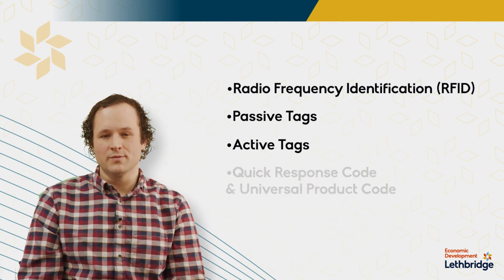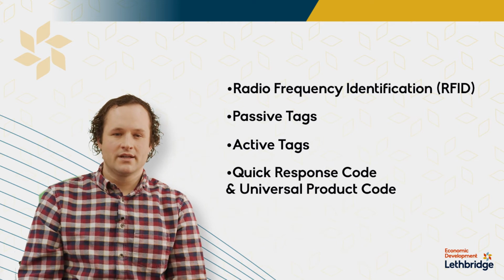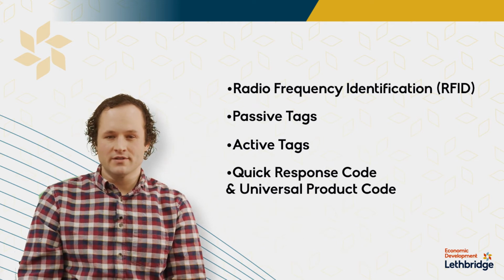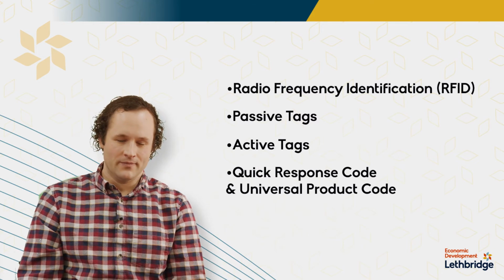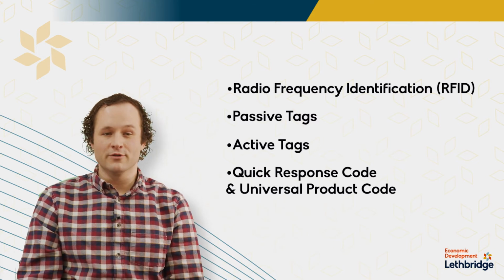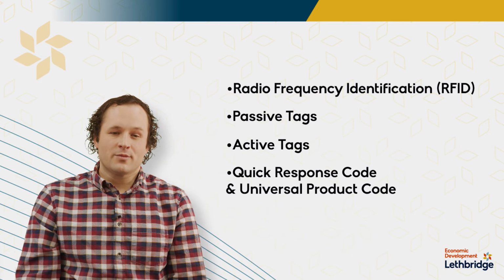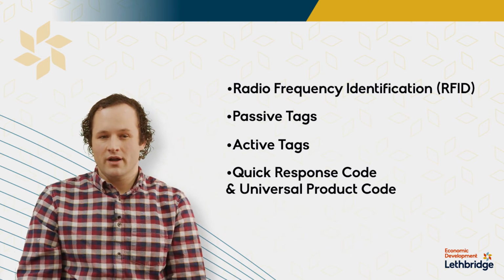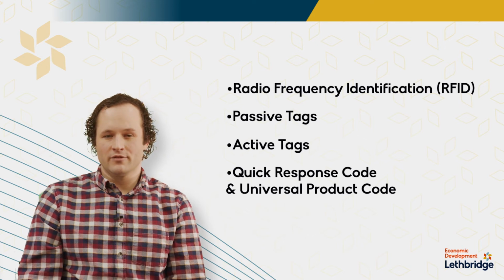Quick response codes, more commonly referred to as QR codes, can store information both vertically and horizontally, and can store more information than traditional universal product codes. But what are UPC, or universal product codes? Universal product codes only store information horizontally and are highly effective for products requiring limited identifiable information.